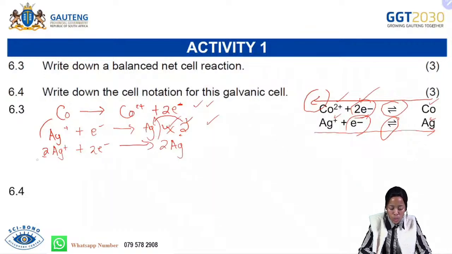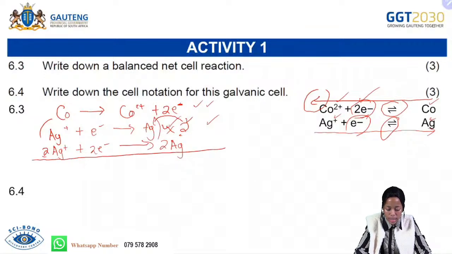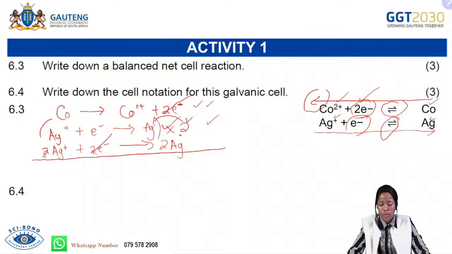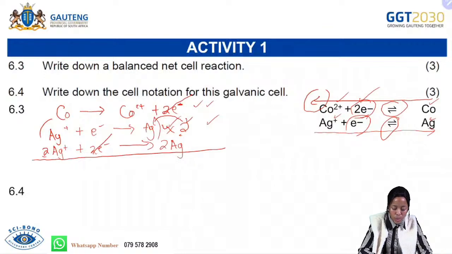So from there, we will see that the number of electrons are balanced. How are they balanced? We can see that for the cobalt, we have 2 electrons, as well as for the silver, we have 2 electrons. Now that the number of electrons are balanced, then we can write the balanced net cell reaction.